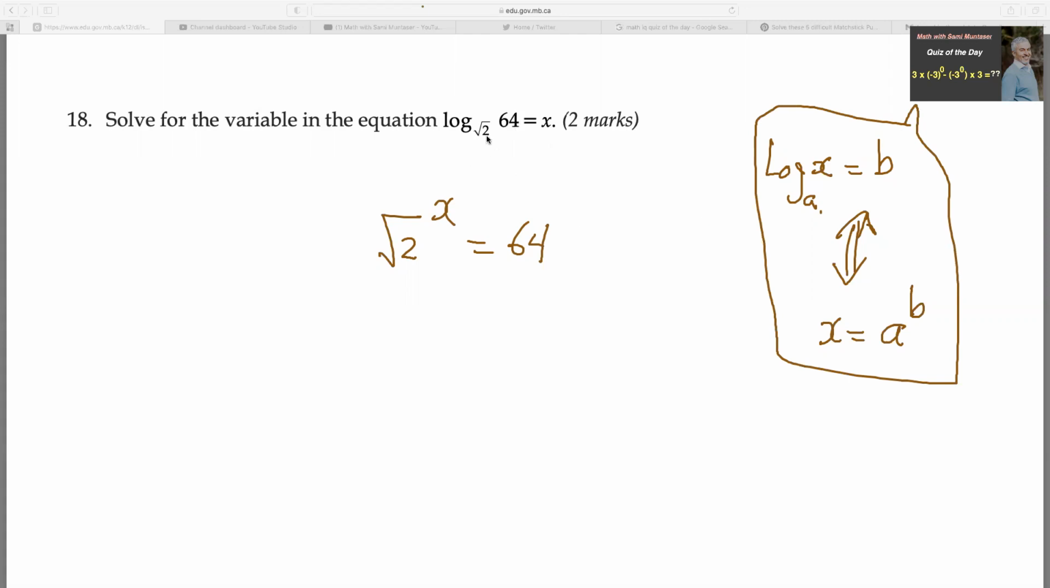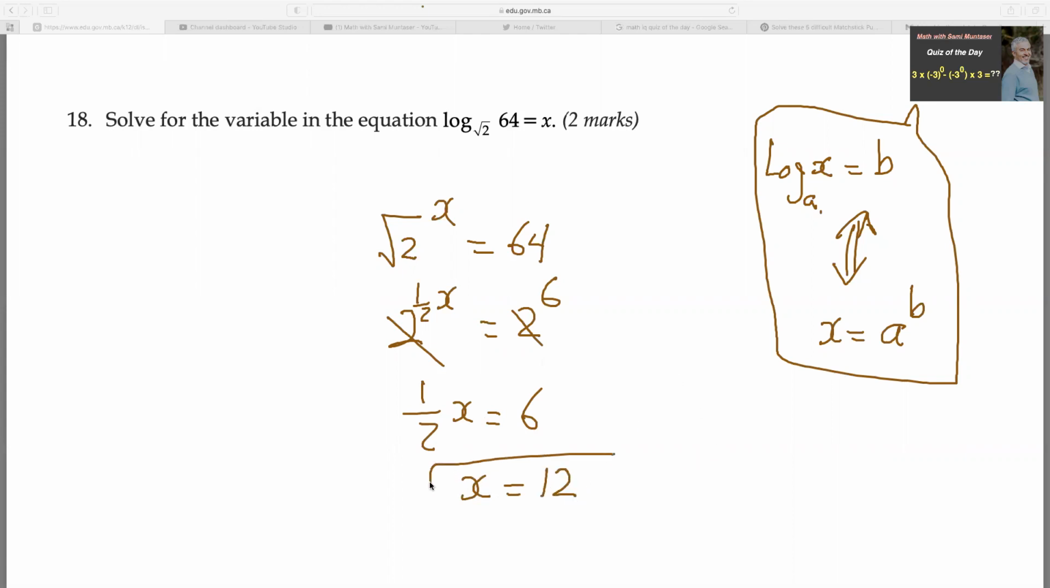Now, when I have this situation, I know this is the A here, x is the B, and 64 is where the x is. So you change this to root two to the power of x equals 64. I don't like the root, so I'm going to write it as two to the power of half, and I still have the x there. And 64 can be written as two to the six, because two to the six gives me 64. Now cancel the twos: half x equals six. Now x equals two times six, which is 12. That's what the x value equals for that one. Root two to the power of 12 will give you 64.